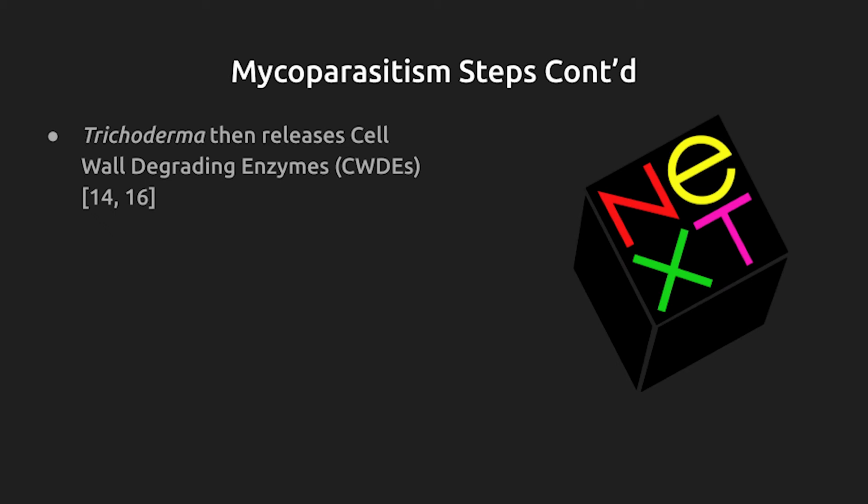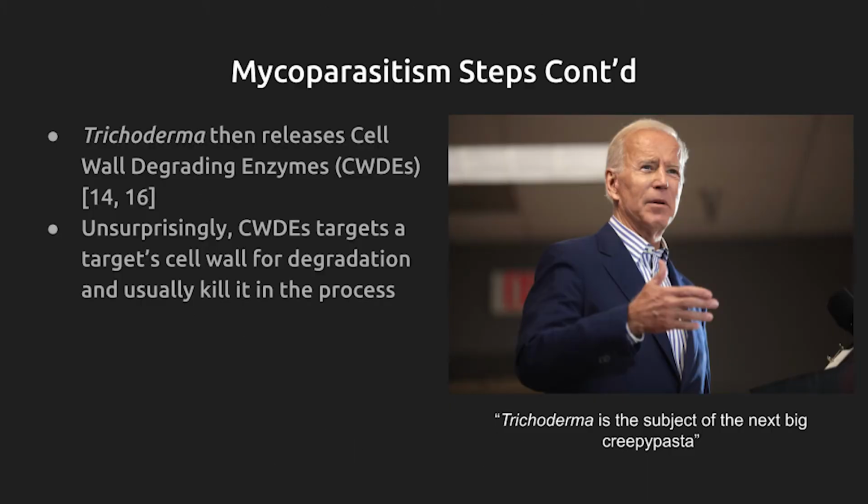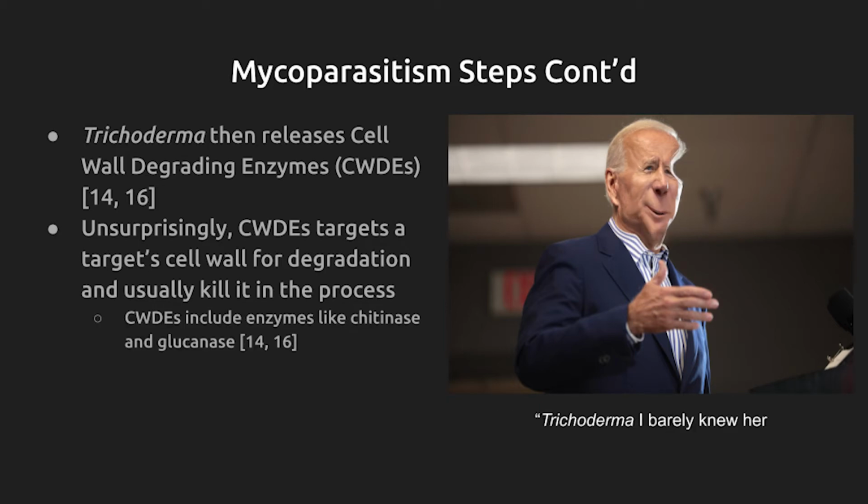Next, Trichoderma releases cell wall degrading enzymes, or CWDEs. These CWDEs, as their name probably indicates, degrade the cell wall of the target and kill it. CWDEs include enzymes such as chitinase and glucanase.